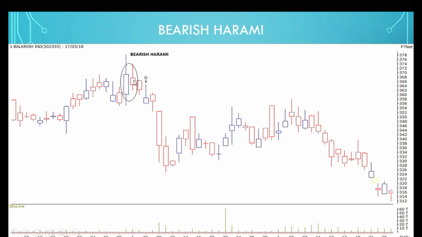The price crashed and started moving downwards. Bearish harami pattern. A big white body followed by a small red body within the previous body of the candle. Again, a significant pattern. It shows bears are coming back in control, and you can see the price moving down. So these were some of the most important 2 candlestick patterns.